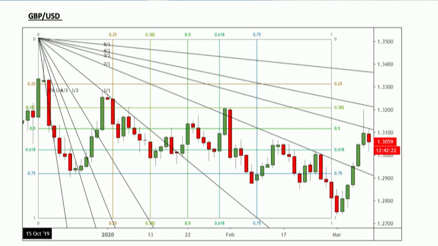Okay, so give us a sense of what you're expecting next from cable. Yeah, so I still think we'll get a bit of a retracement to the downside, maybe testing 130, just maybe a dip below, but then I believe it will probably end up moving back up. And this is a higher time frame chart.